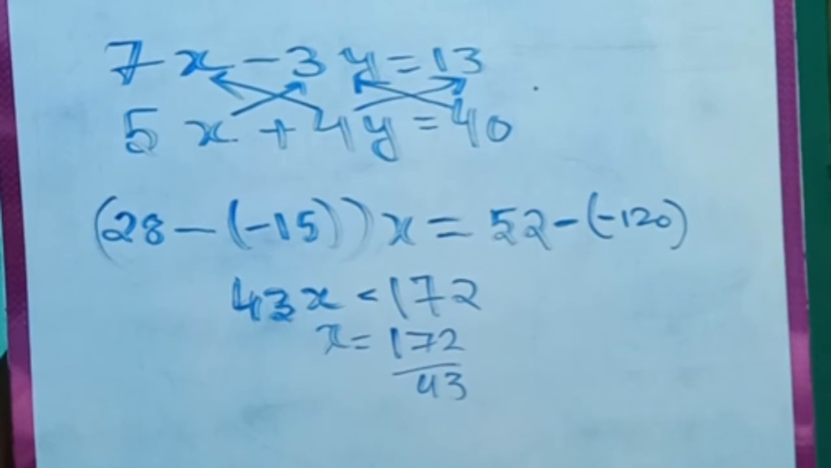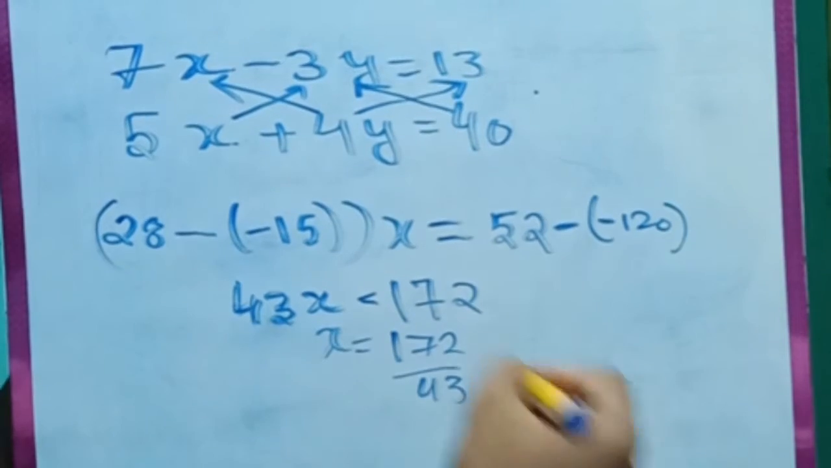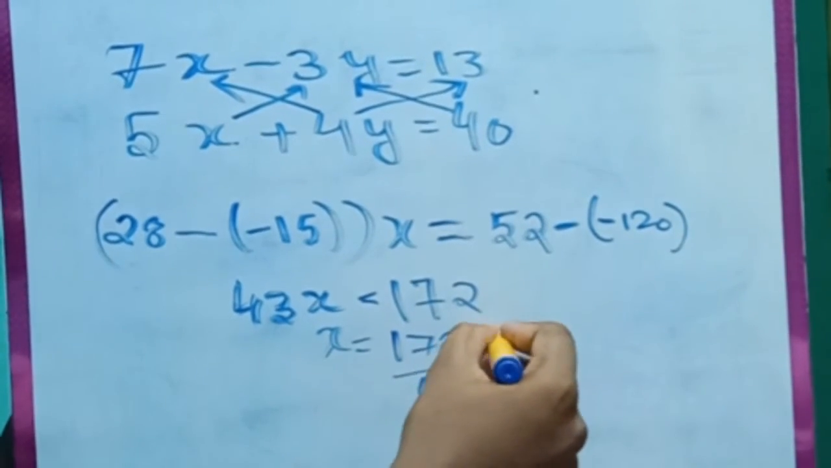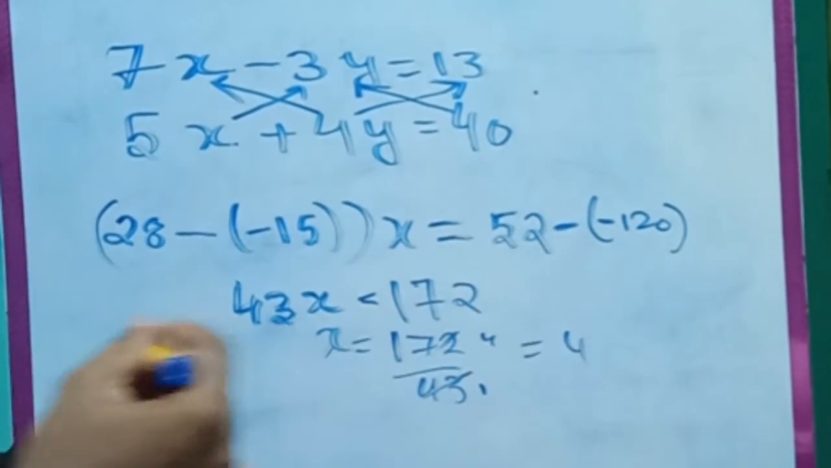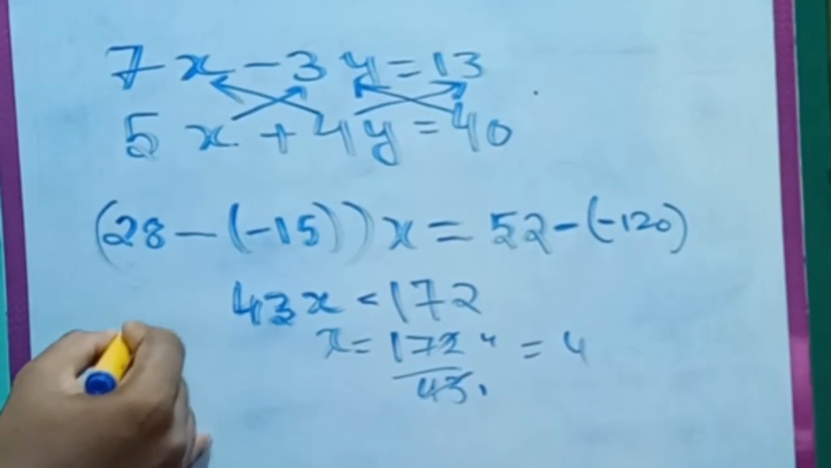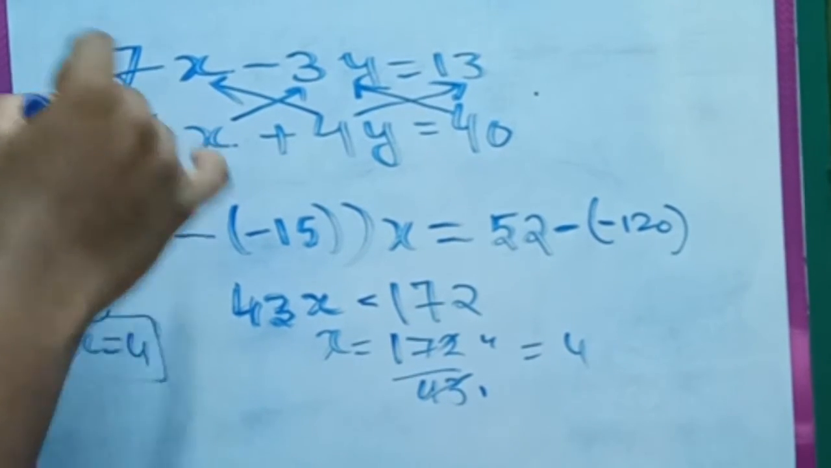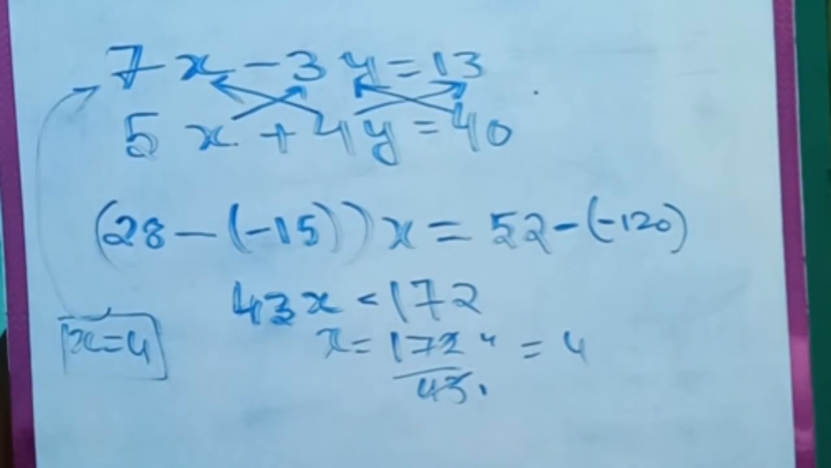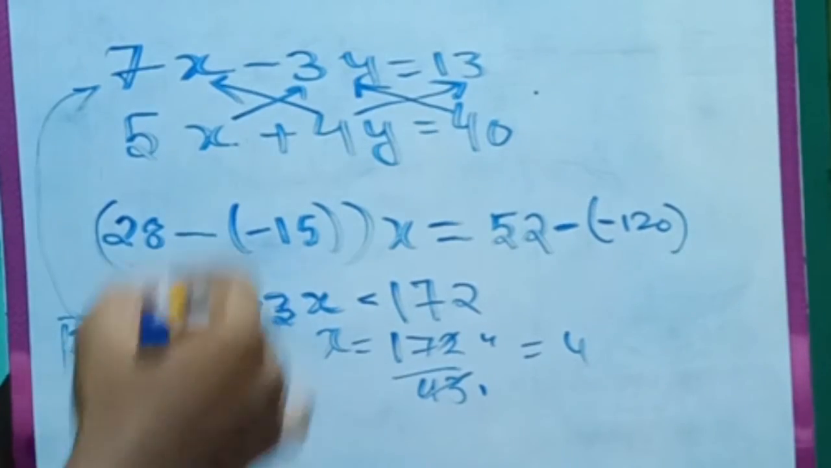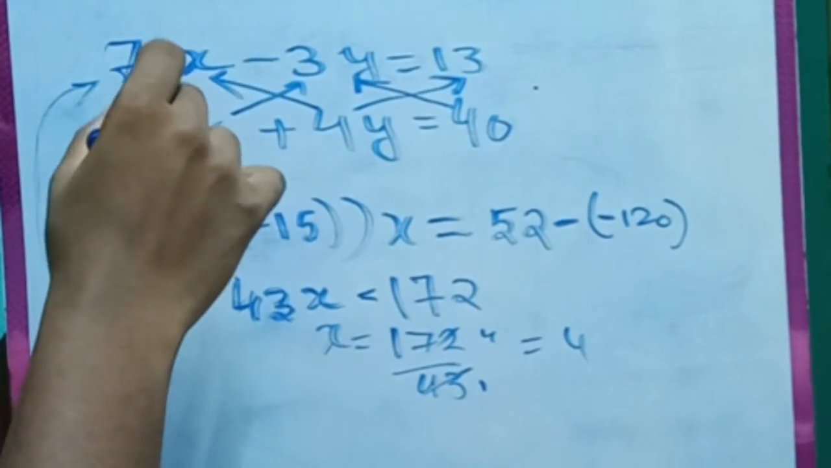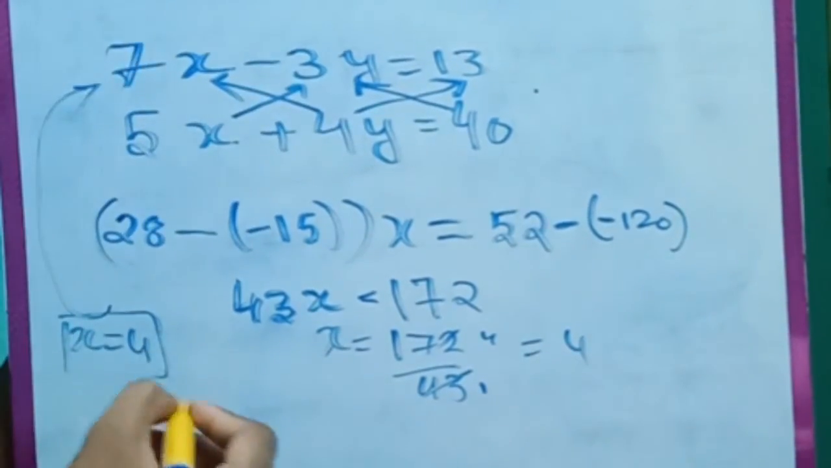So we can solve this: 43 into 4 is 172, right? 43 fours are 172. So x is equal to 4, right? x equals 4. Now what do you have to do? Simply put this value of x in one equation, and what will you get? So if you substitute this value over here, I will write here, guys.